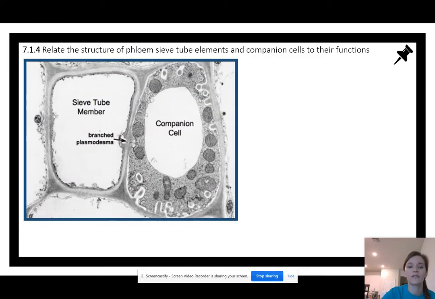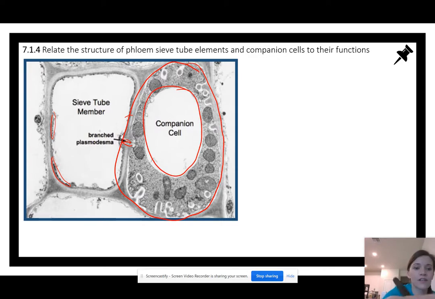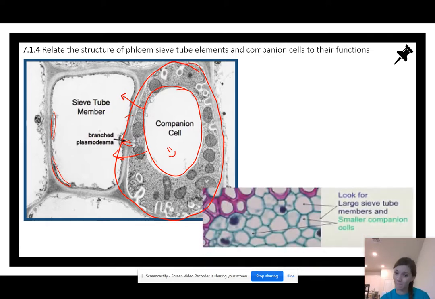Oh, here's an electron micrograph. So don't worry too much about what branched plasmodesmata means, but we've got plasmodesmata here. You can see the sieve tube member has maybe some stuff around the edges, but not a whole lot. The companion cell, that is a lot of organelles for one cell. And so they're going to give stuff to the sieve element to keep it alive. Here's under a light microscope. So you can see the sieve tube members are a little bit bigger. The companion cells are a little bit smaller. Unfortunately, we won't get to use the microscopes for this, but it is what it is.